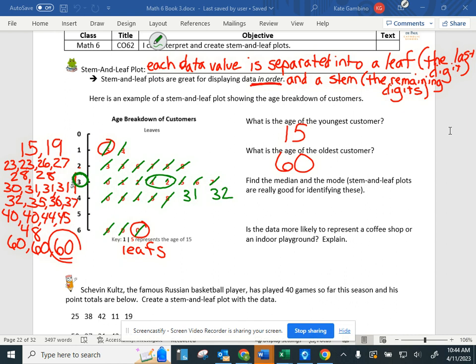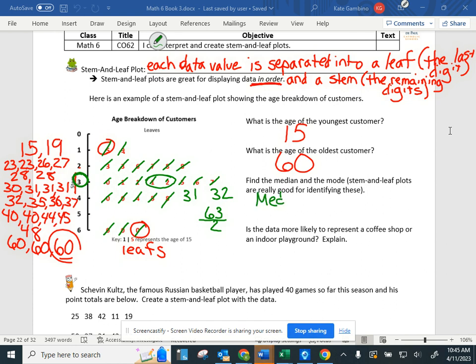31 and 32. How do I find the median of 31 and 32? You remember, Melina? Yes. You add those 2 up and then you divide that number. 63. 31 plus 32 is 63. And what do I divide it by? By 2, because there were 2 numbers I added together. I'm going to divide them by 2.